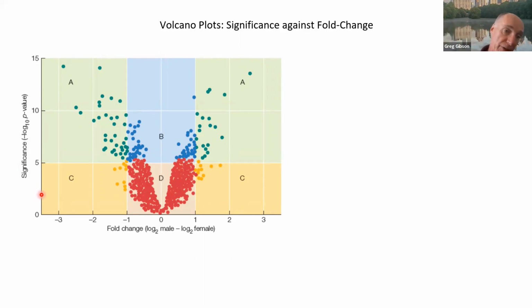On this scale, 0.05 is about 1.3 on the negative log 10, and that would be a cutoff across here. But it's hundreds of genes, and so I don't want to include them. So I can have different criteria.